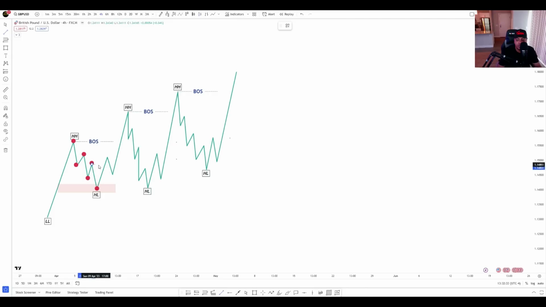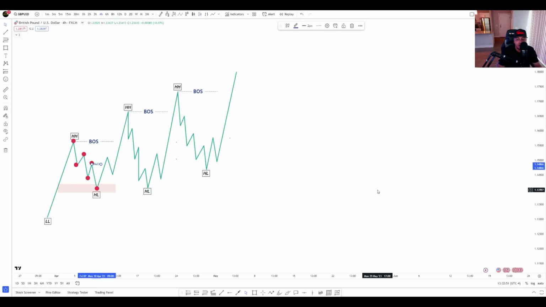So where is that change of character? The change of character happens over here. And what is a change of character? A change of character literally means a reversal. This is a name that was given by someone else. So someone else named this a change of character, right? But you can call this a reversal.